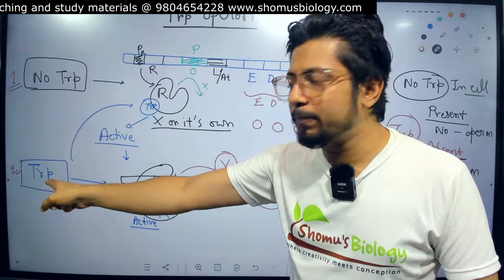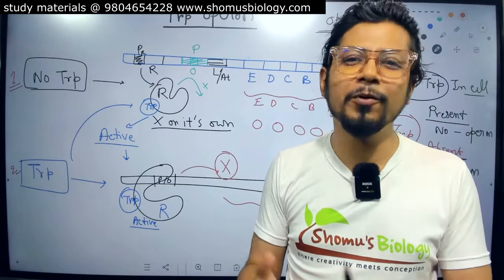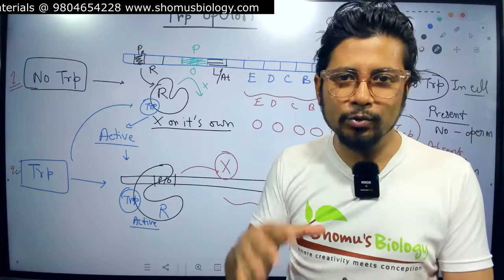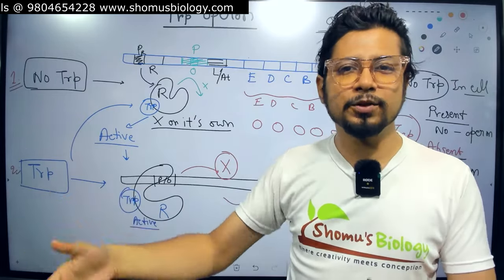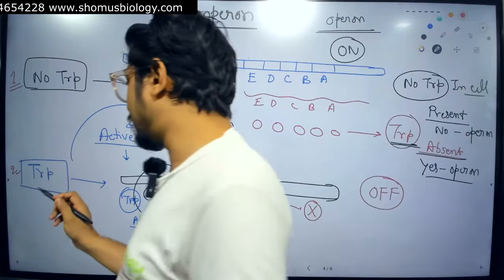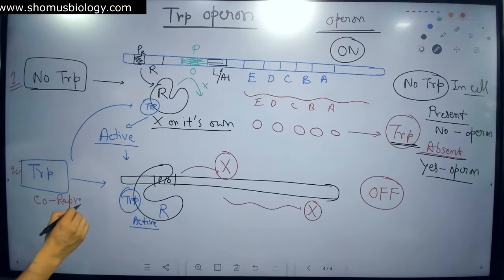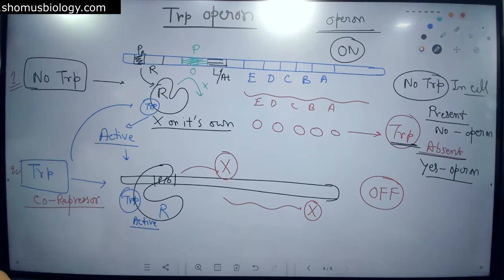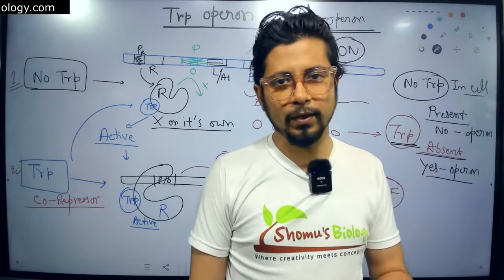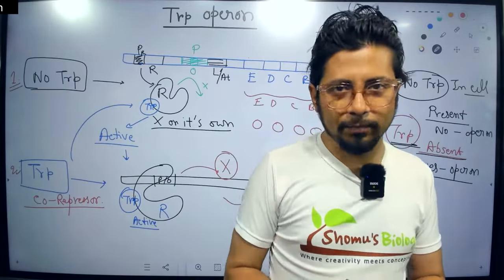Okay, so the tryptophan molecule here acts as a co-repressor, right? Co means they function jointly. The tryptophan as well as the repressor function jointly to inhibit the transcription of the structural genes of tryptophan operon. So tryptophan here, let me write, acts as a co-repressor. If you recall lac operon, in lac operon the lactose acts as an inducer to that operon, but in tryptophan operon, tryptophan acts as a co-repressor to that operon.